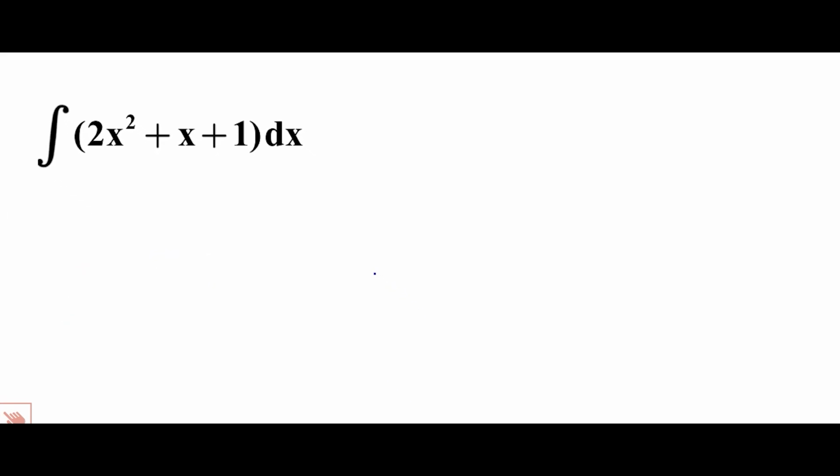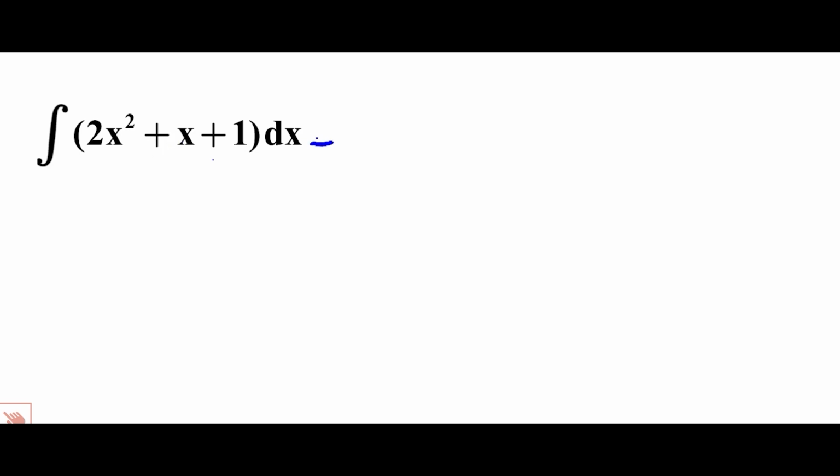For example, the integral of 2x squared plus x plus 1 dx. When you're facing a sum or difference, remember that integration is linear. This means you can distribute the integral to each term. So feel free to integrate them individually. Just make sure to keep track of your plus or minus signs.